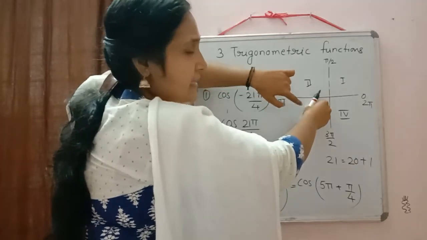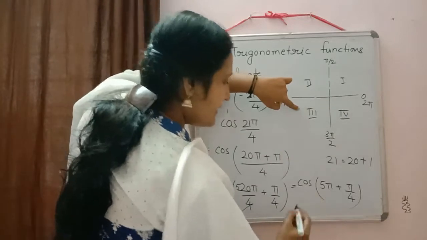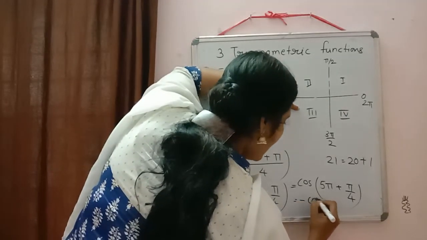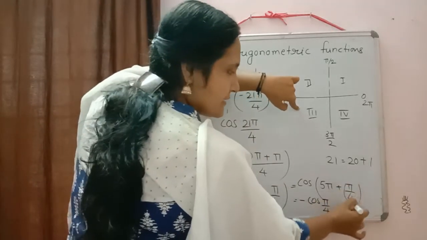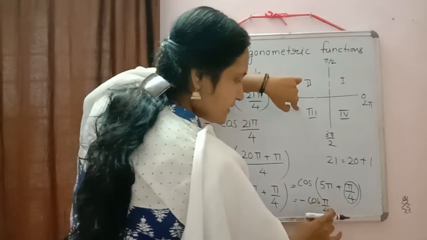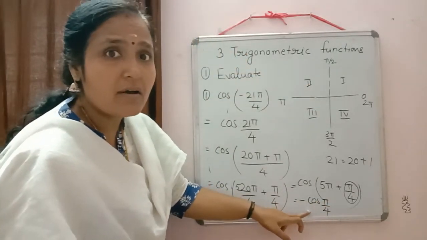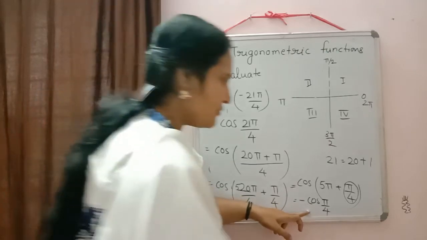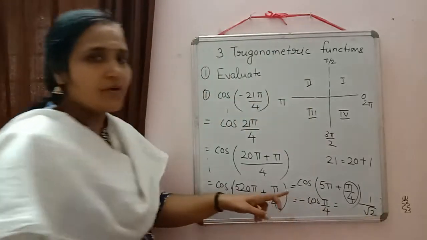And we know in the third quadrant cos is negative. So what we will write here? This is equal to minus cos pi by 4. Whatever the angle is written here, you have to write that angle only. Minus cos pi by 4. And what is the value of cos pi by 4? 1 by root 2. So the answer will be equal to minus 1 by root 2.